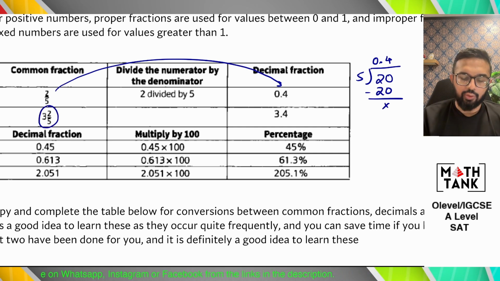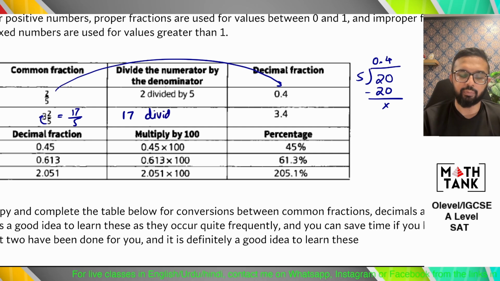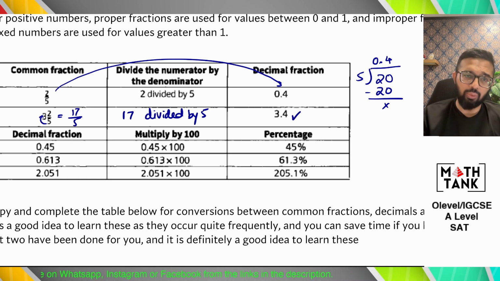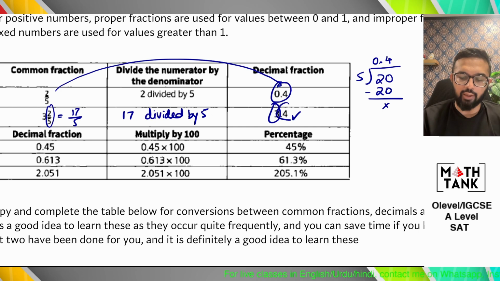Similarly, 3 whole 2 over 5, you can convert it to an improper fraction as well. You can say 5 times 3 is 15 and 2 is 17. So this is 17 divided by 5. And that should give you 3.4. You honestly don't need to do 17 divided by 5. Since this is 3 whole 2 over 5, you can just say that this is 3 whole and 0.4 added to it. So that leads you to 3.4.